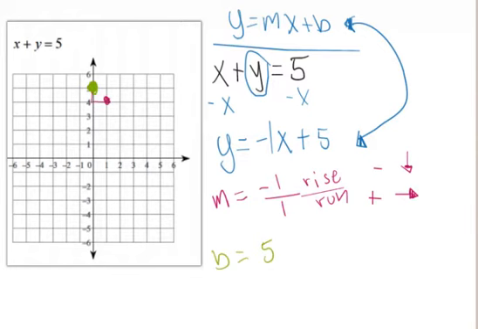I can continue to do this. Down 1 over 1, put a point, and so on and so forth. And essentially I'm going to get a nice straight line. Now I'm not very good at drawing lines on here, so wow, I can't even hit it. This is embarrassing.